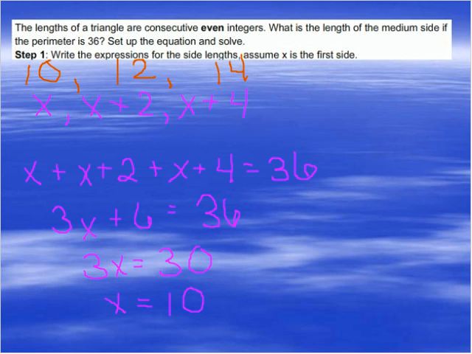It says, what is the length of the medium side? So that's the one in the middle here. So 12 would be the medium side.